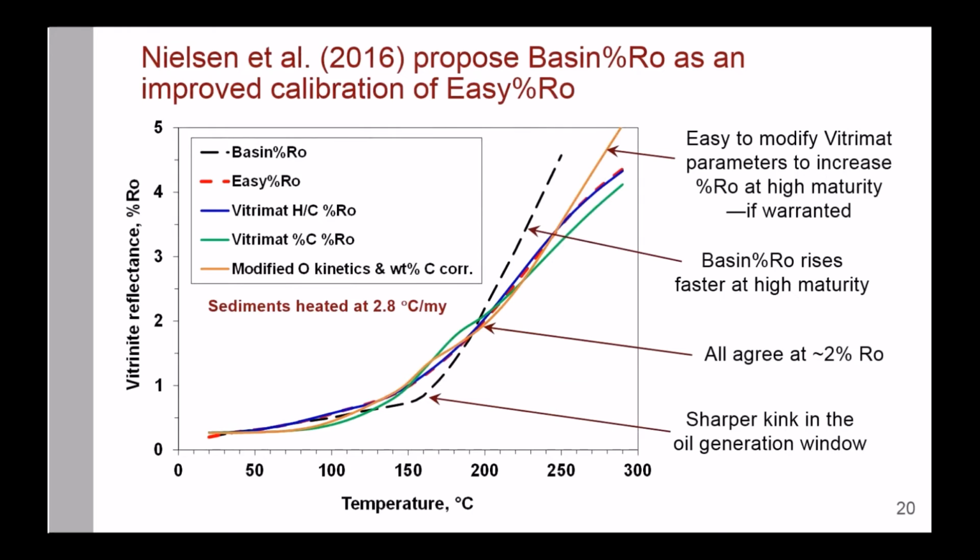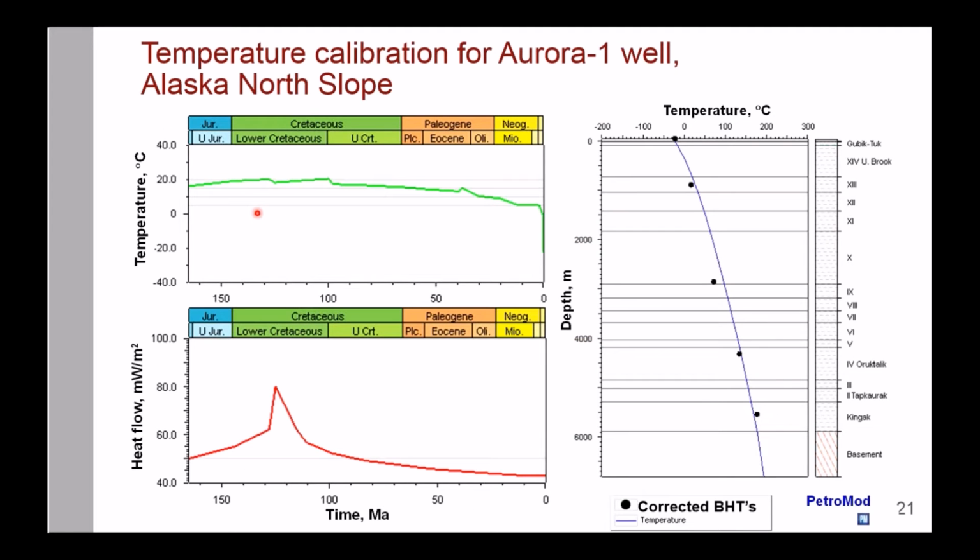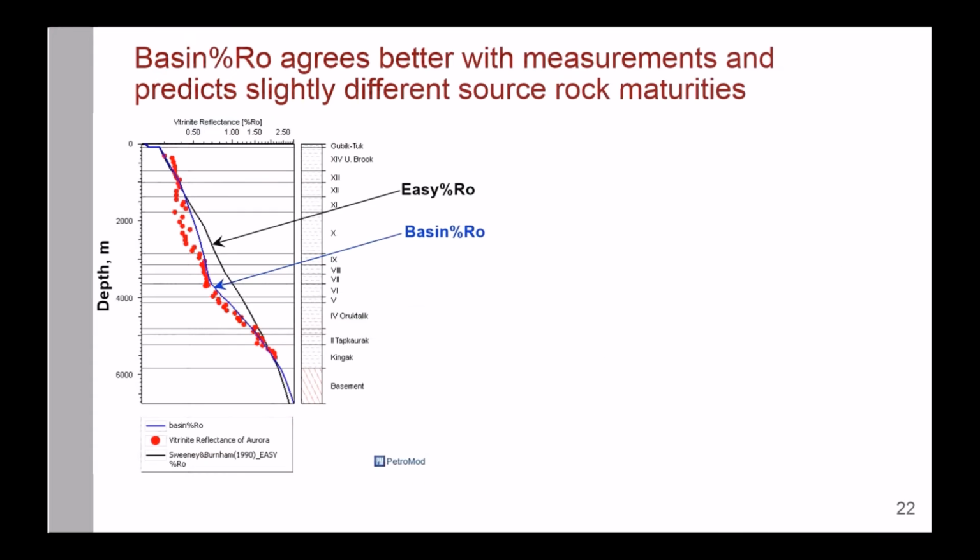This is part of a study that involved Oliver Schenk and Ken Peters. Ken has been quite interested in the Alaska North Slope, and so here's now some work on calibrating a paleothermal history in that area. And sure enough, Basin R0 does work better than EZR0 for this particular case.